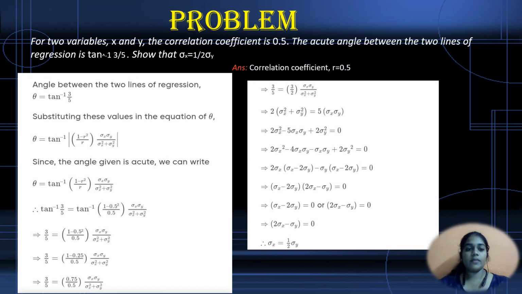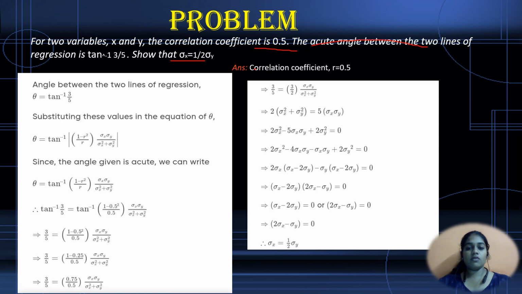Let us solve a problem related to the lines of regression. For two variables x and y, the correlation coefficient is 0.5. The acute angle between the two lines of regression is tan inverse of 3 by 5. Show that sigma x is equal to 1 by 2 sigma y.